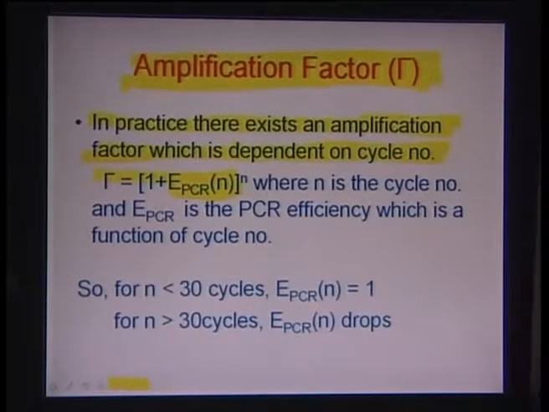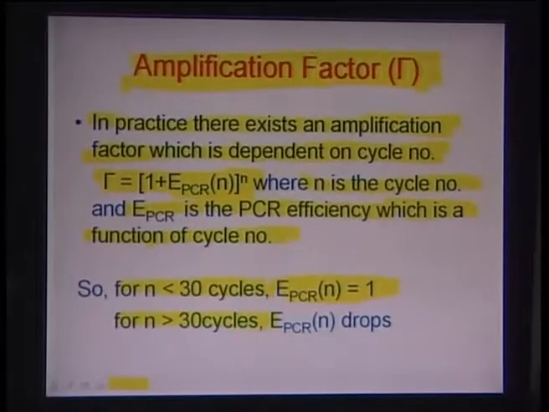So gamma is equal to (1 plus E_PCR(n)) to the power n, where n is the cycle number, and E_PCR is the PCR efficiency, which is also a function of the cycle number. For the initial few cycles, let us say for n less than 30 cycles, E_PCR is 1. This is on the assumption that the diffusion has taken place and the molecules are distributed throughout the matrix of the chemical reaction. For more than 30 cycles, E_PCR drastically drops down, and this plateaus the growth rate for the DNA of a particular sequence.